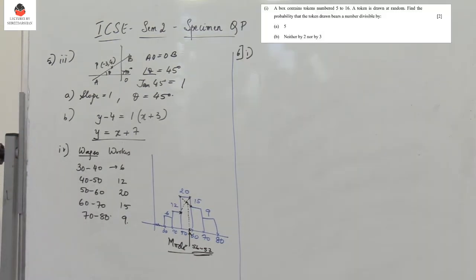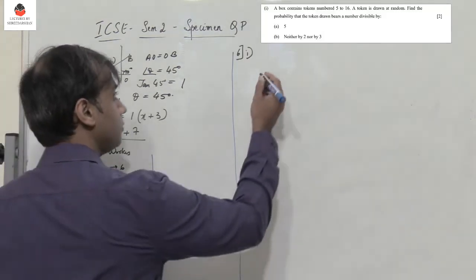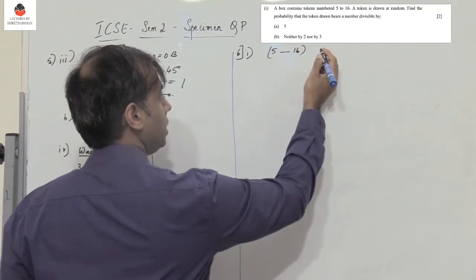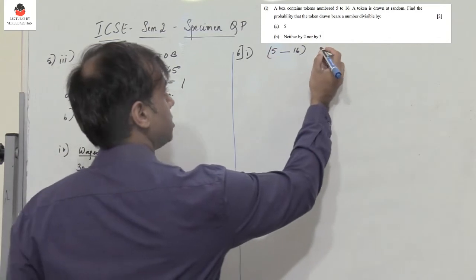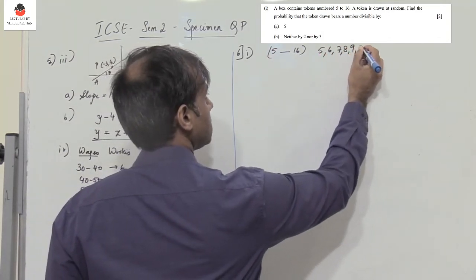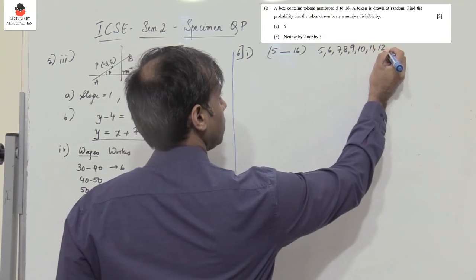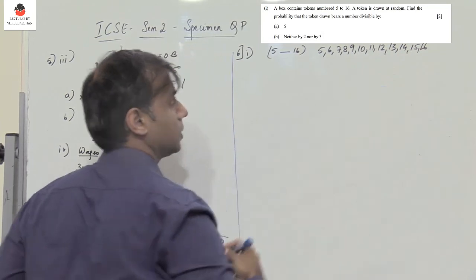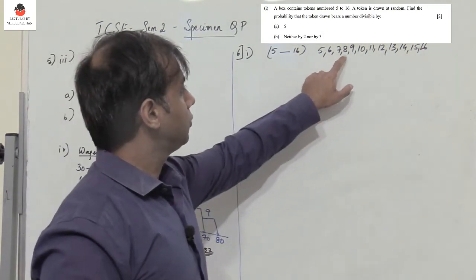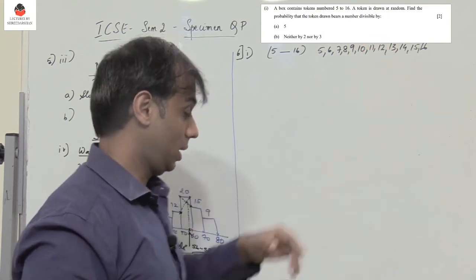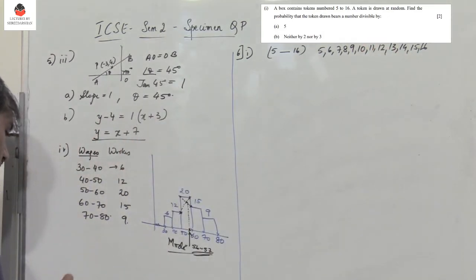Question 6. A box contains tokens numbered 5 to 16. So how many tokens are there? Let us list them out: 5, 6, 7, 8, 9, 10, 11, 12, 13, 14, 15, and 16. Right? So 1, 2, 3, 4, 5, 6, 7, 8, 9, 10, 11, 12. So the total number of tokens is 12.